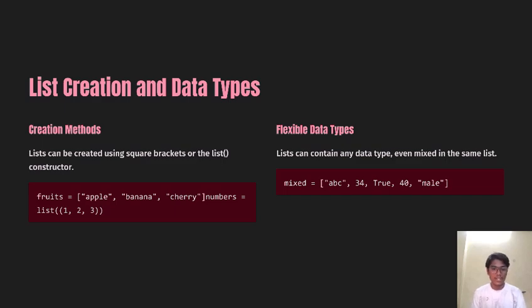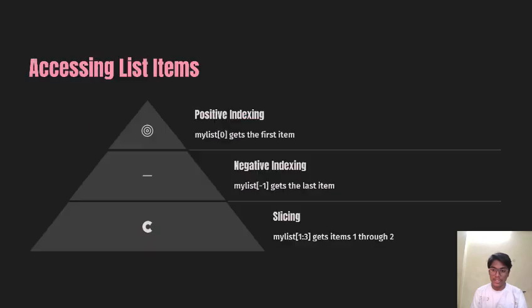How to create a list and its data types. Lists can be created using square brackets or the list constructor. See here a list named fruits equals apple, banana, cherry, and numbers equals 1, 2, 3. A list can contain any data type, even mixed in the same list. So here it's a string, it's a number, it's a boolean type, it's a number, and it's a string. So multiple data types can be in a list.